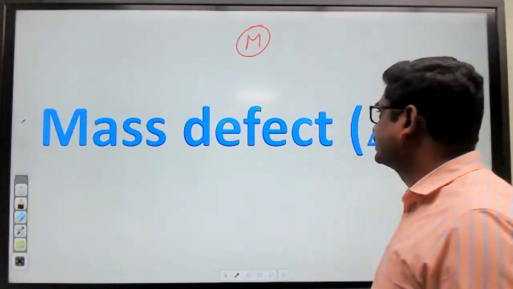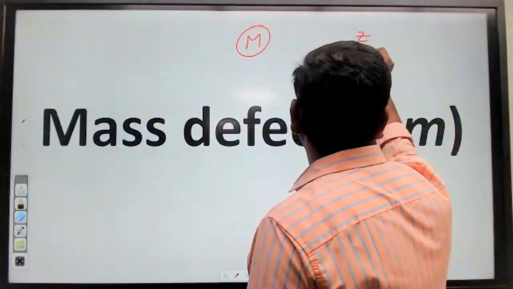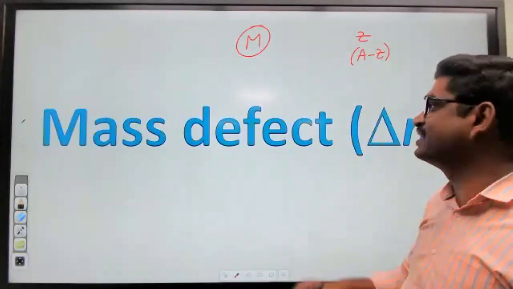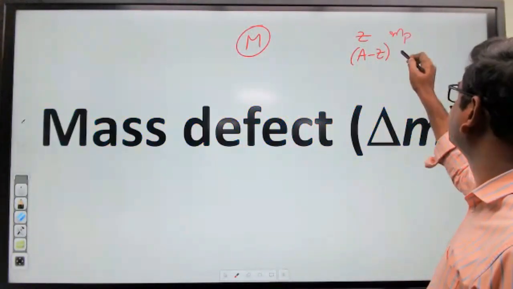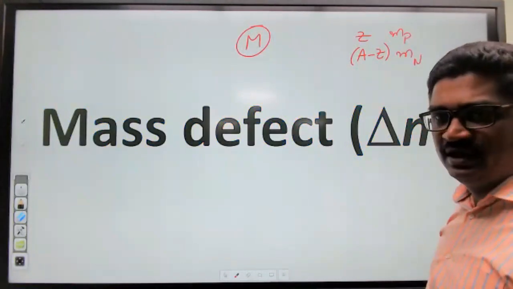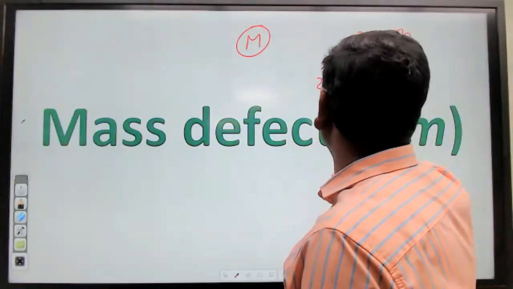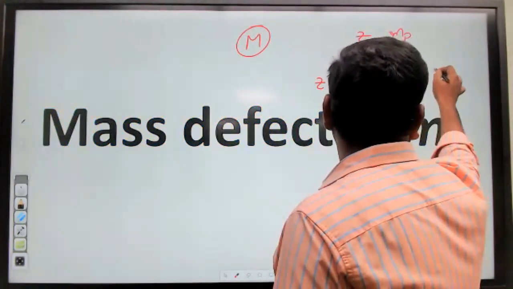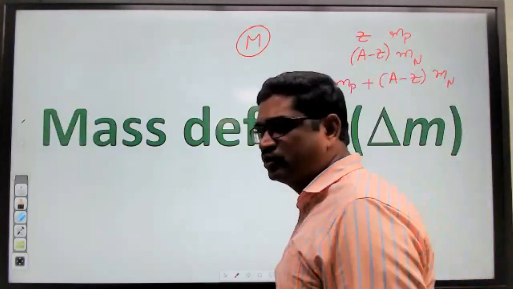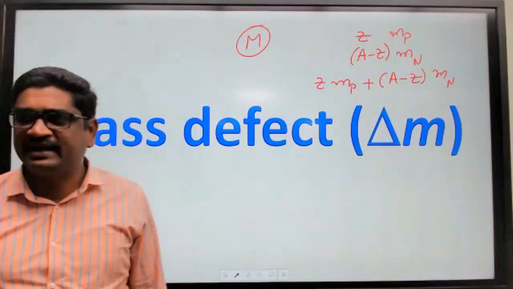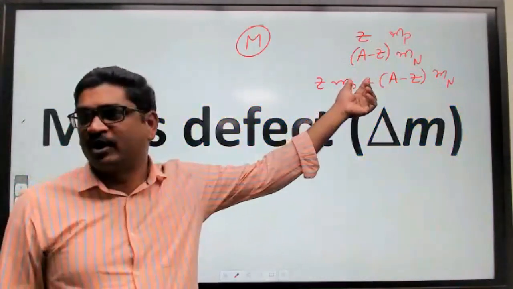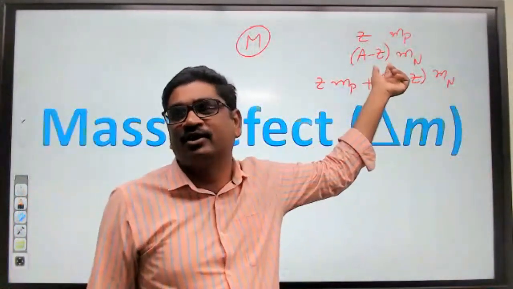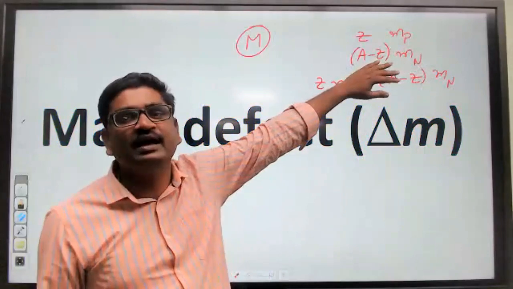Next, Z protons are there, and A minus Z neutrons are there. Let the mass of each proton be Mp and the mass of each neutron be Mn. If we add these, then Z into the mass of proton plus A minus Z into the mass of neutron is the mass of the nuclei. How can we express the mass of the nuclei? Mass of proton into the number of protons Z, plus mass of neutron into the number of neutrons A minus Z.